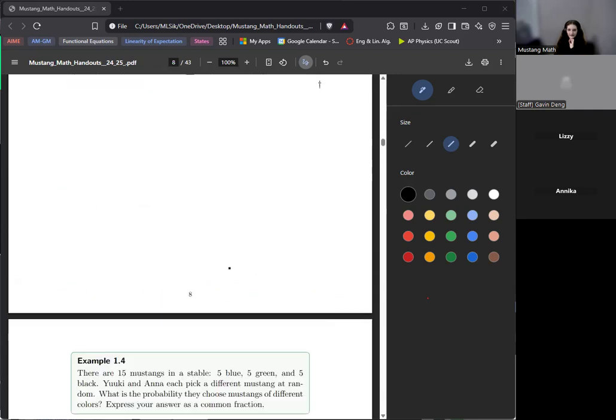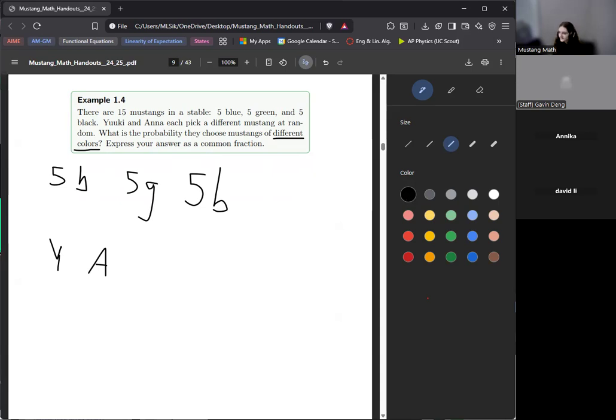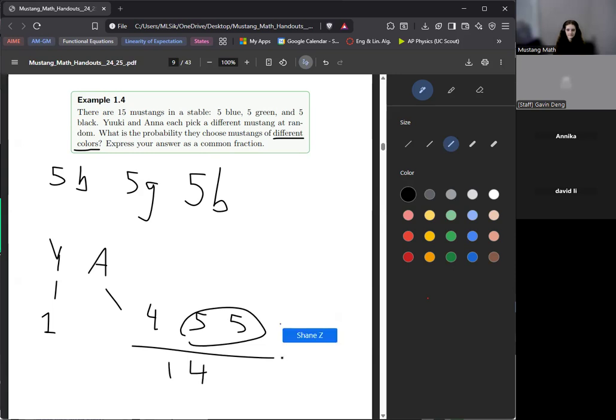So with that, we can go ahead and move on. There are 15 Mustangs in a stable, 5 blue, 5 green, and 5 black. Yuki and Anna each pick a different Mustang at random. What is the probability that they choose Mustangs of different colors? Is it 5 out of 7? Let me check that. Yes, it is indeed. But how did you solve that? If one person chooses one Mustang, then the ones that could be different colors will always be 10. And since it's without replacement, because they each pick a different Mustang, that would be over 14, and simplify it to 5 out of 7.